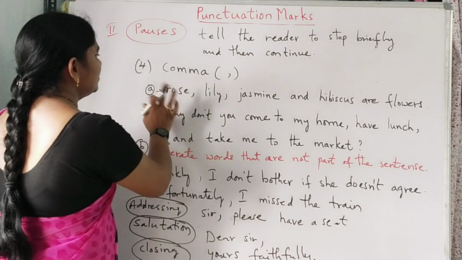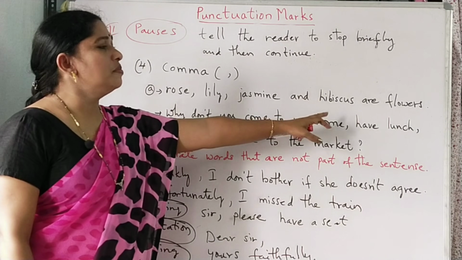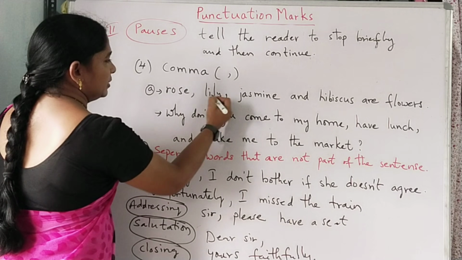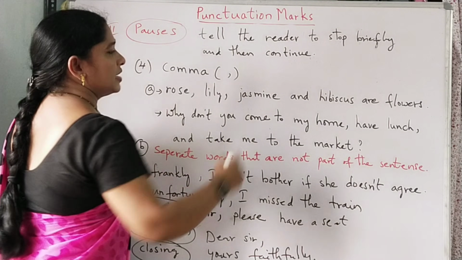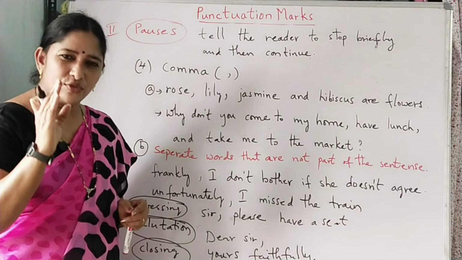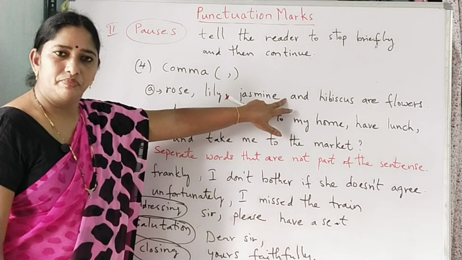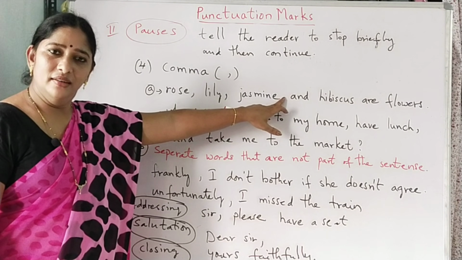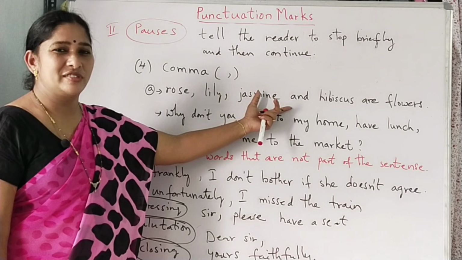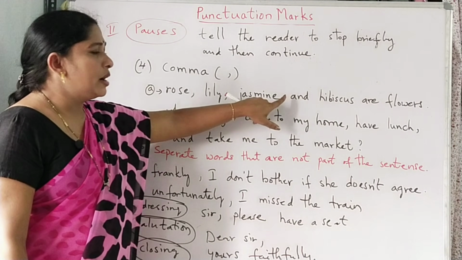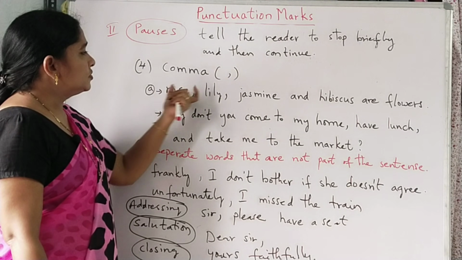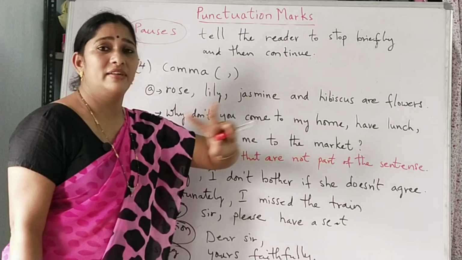Here I have given the example. You see, rose, lily, jasmine and hibiscus are flowers. See, I have given commas here. After jasmine you can keep a comma, but it's not a strict rule to keep or not to keep a comma before 'and'. We can or we cannot, no problem at all. There is no strict rule to keep a comma before 'and' here. You can or can't, that's your wish. Rose, lily, jasmine and hibiscus are flowers.